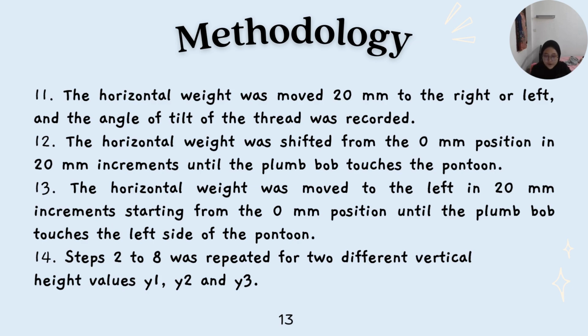The horizontal weight was moved 20 mm to the right or left, and the angle of tilt of the thread was recorded. The horizontal weight was shifted from the 0 mm position in 20 mm increments until the plumb bob touched the pontoon. The horizontal weight was moved to the left in 20 mm increments, starting from the 0 mm position, until the plumb bob touched the left side of the pontoon. Steps 2 to 8 were repeated for three different vertical height values, y1, y2, and y3.